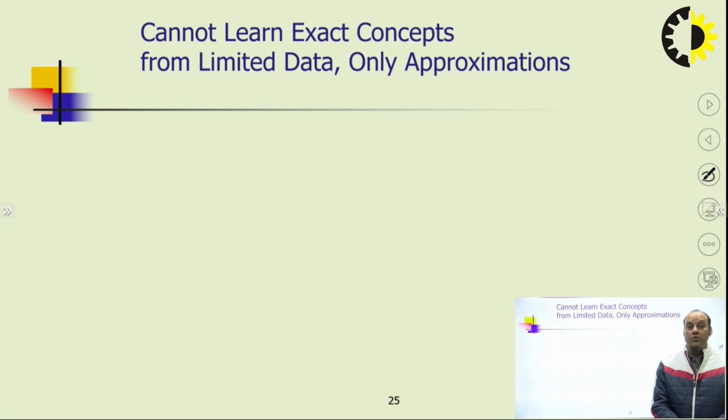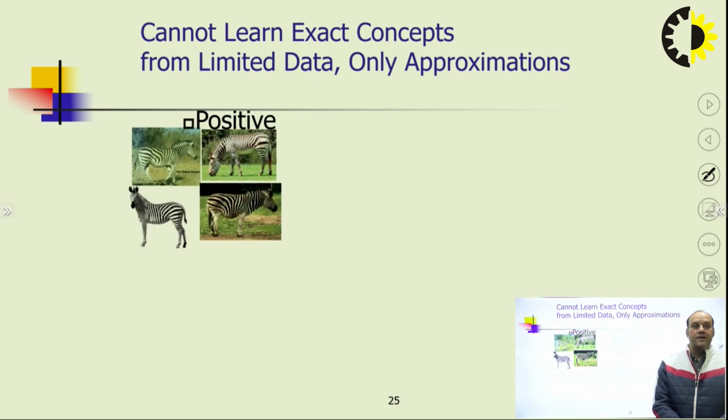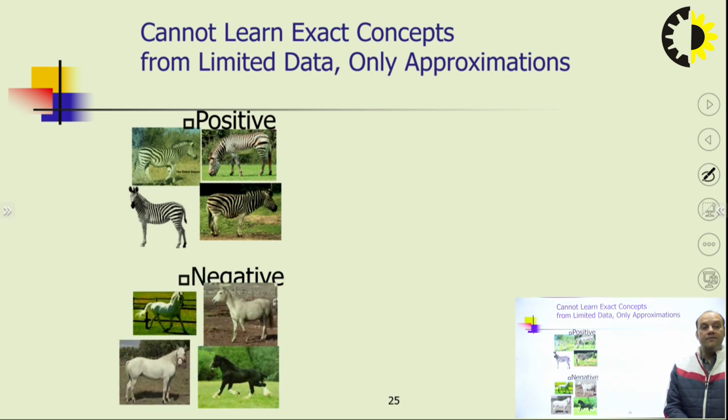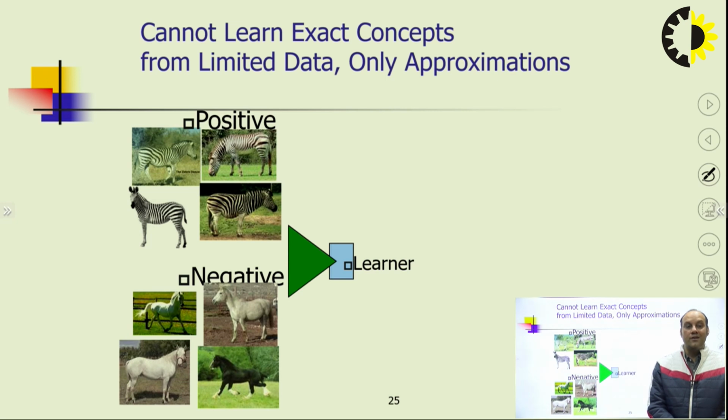I can show you with the help of an example. Suppose we have the set of all positive examples, a figure with 4 images of a zebra. And we have negative examples, with 4 different figures of a horse. So what will the learner do? The learner will try to learn. So what is our positive example?